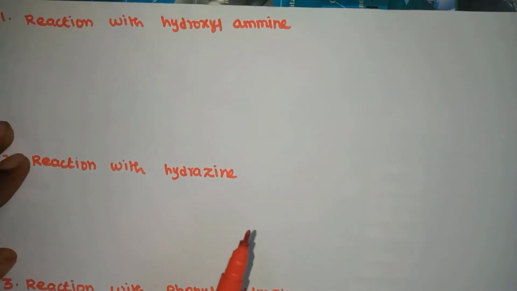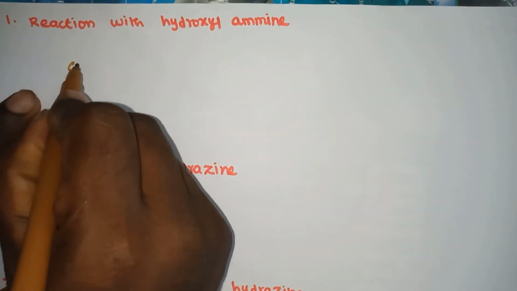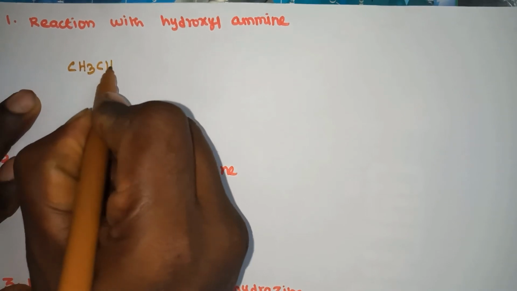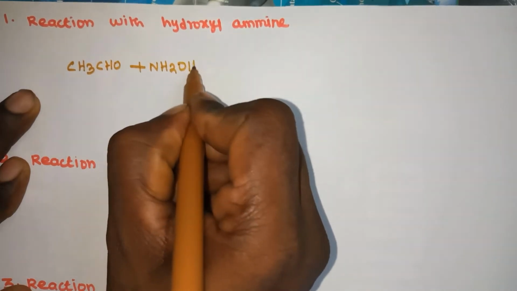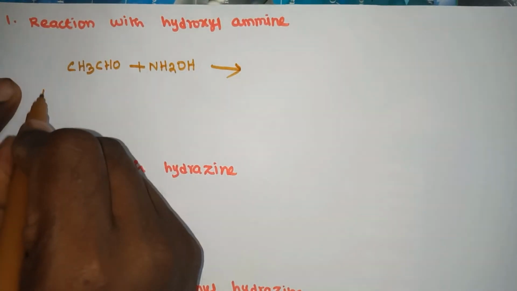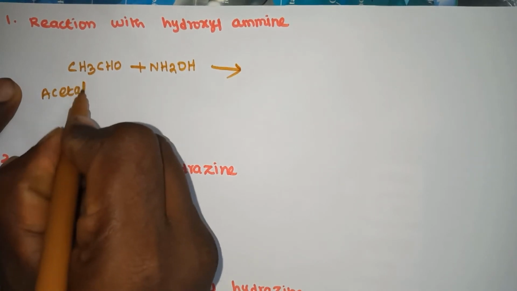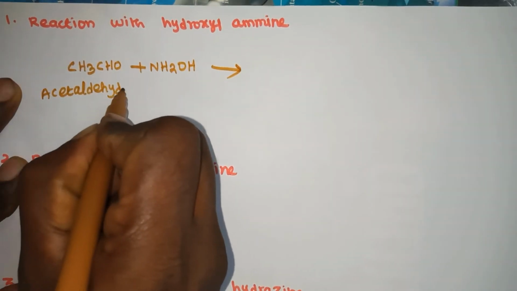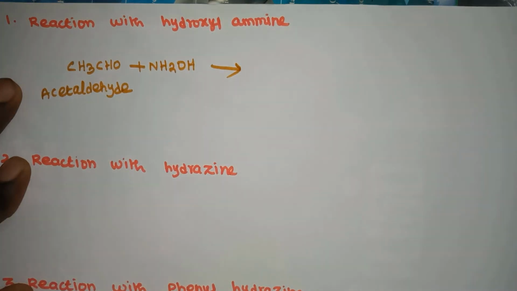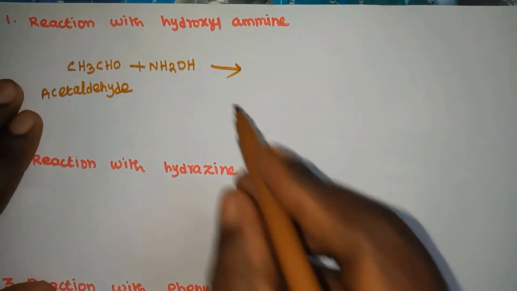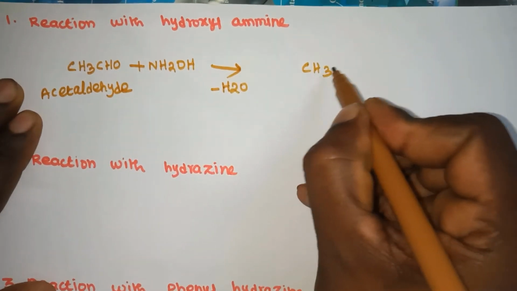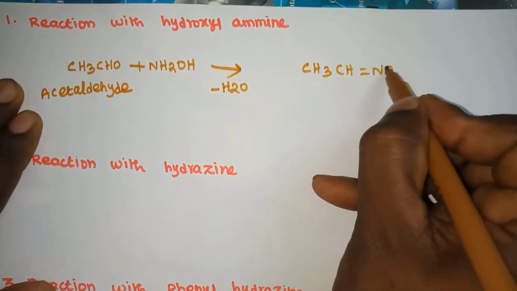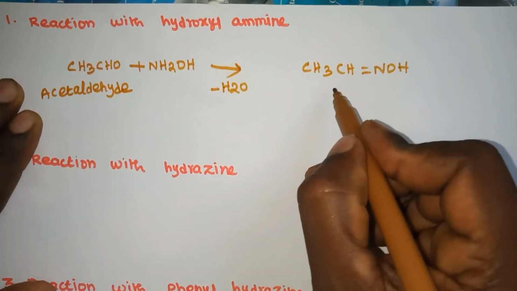Some examples. A reaction with hydroxylamine. Example, CH3CHO reacts with hydroxylamine to form an oxime. Name of this compound is acetaldehyde. Acetaldehyde adds to hydroxylamine to form acetaldehyde oxime. A water molecule is eliminated from the reactants. So CH3CH double bond NOH. Name of this compound is acetaldehyde oxime.